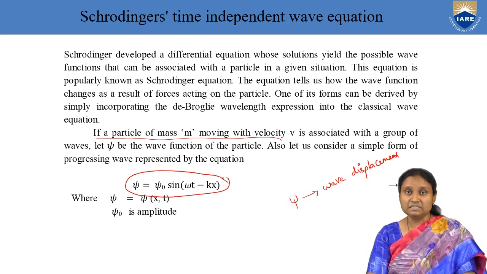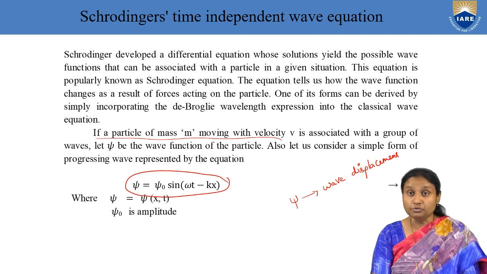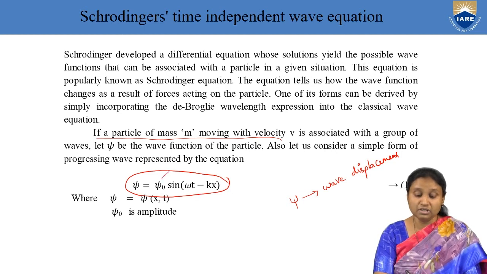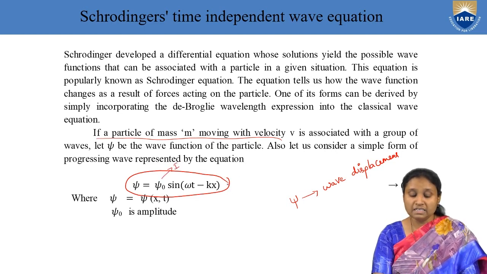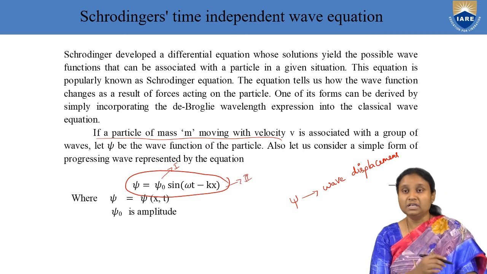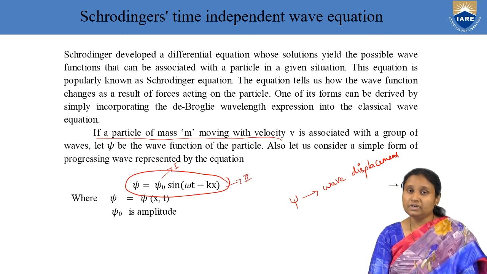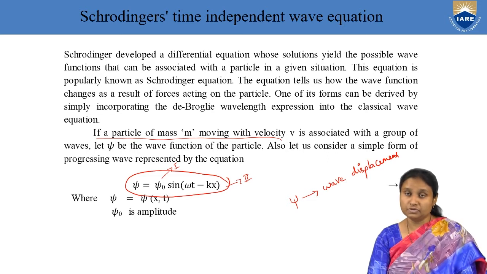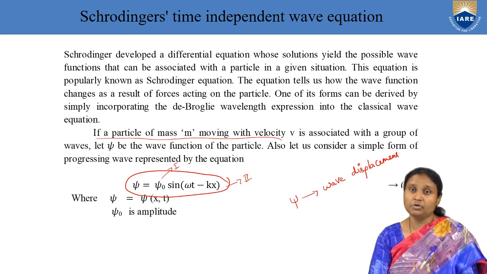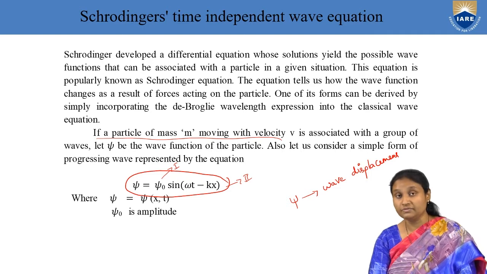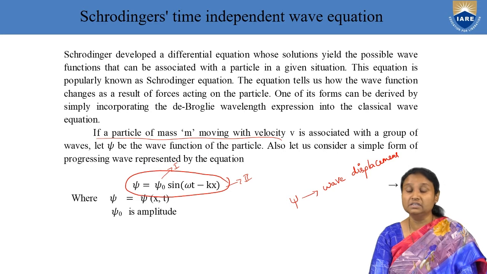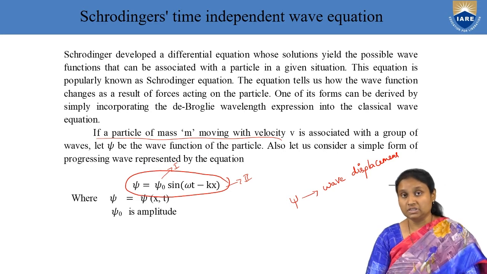If you see this particular expression, it consists of two terms. The first term is sin naught, and the second term is sin(omega t minus kx). Generally, when we talk about wave functions associated with material particles, whether progressive waves or stationary waves, their wave displacements are represented in terms of either sine, cos or exponential, because we take these wave functions to be periodic.